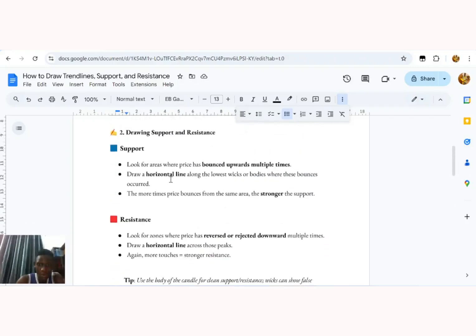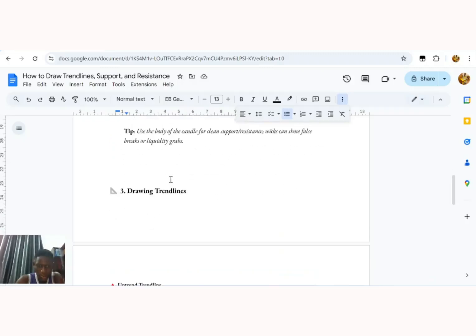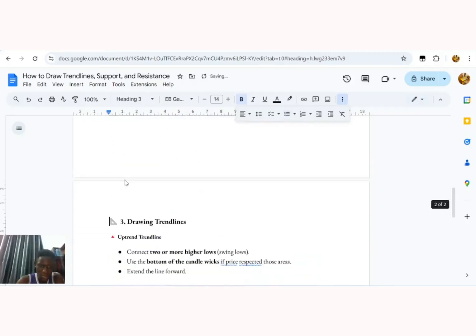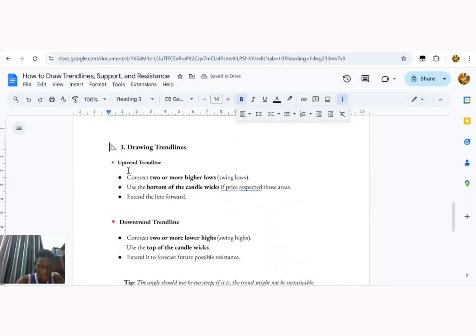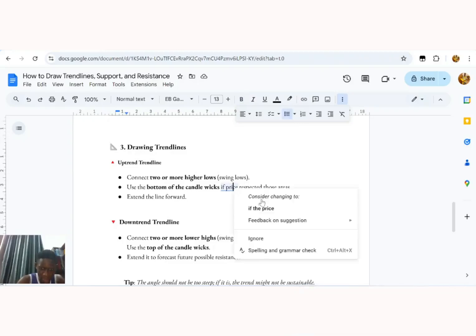So now, what are we concerned about? We are concerned about drawing trend lines. For an uptrend, this is what we pay attention to. We connect two or more higher lows. First of all, it must be two, right? It must be two. Connecting two or more higher lows, that is swing lows.